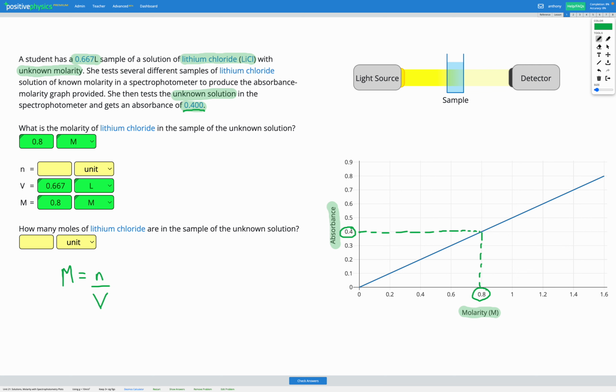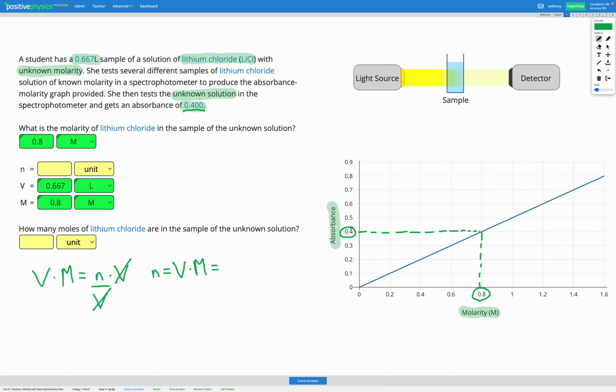So we're going to have to rearrange this equation. Right now, n is divided by V. So we're going to multiply by V on both sides and cancel the V's, which leaves us with n equals V times M. So we can go ahead and put in our numbers there.